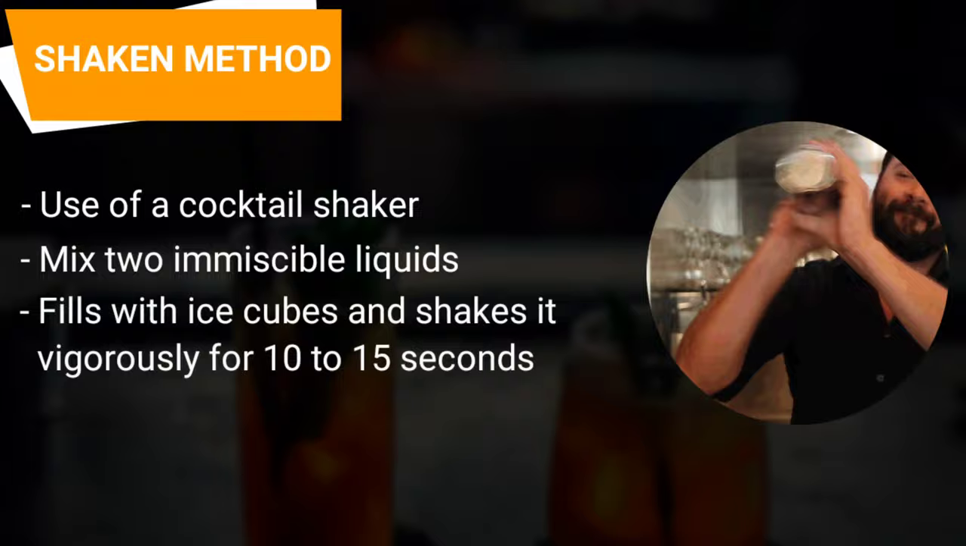The second method, which is shaken method, is a method that makes use of a cocktail shaker, and the objective is to mix two immiscible liquids. The bartender fills the shaker with ice cubes and shakes it vigorously for 10 to 15 seconds. The drink is later strained and served.